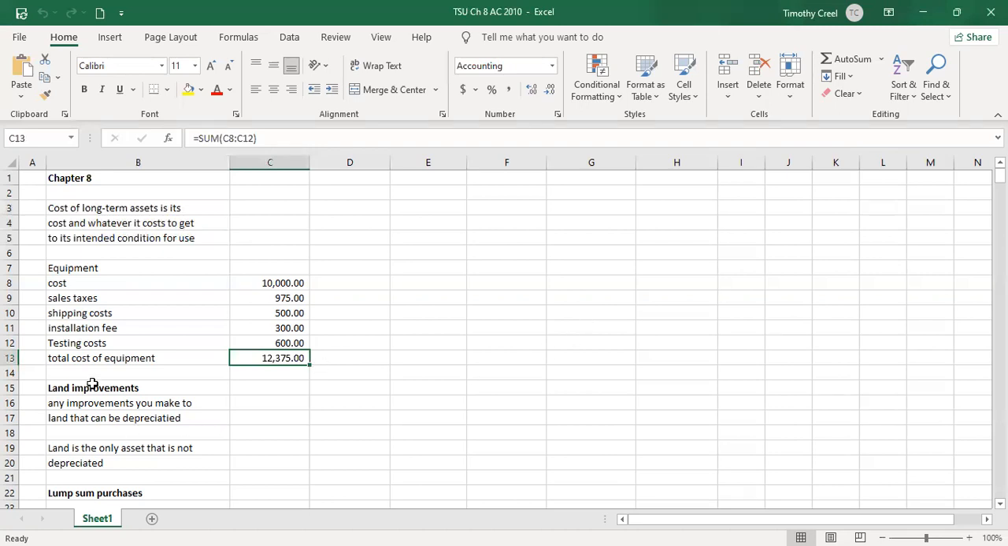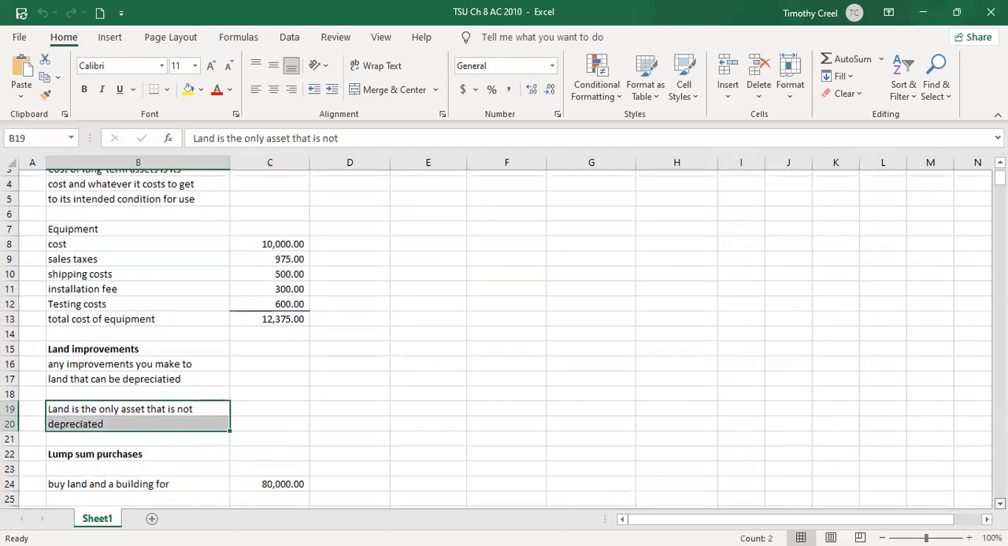Now, land improvements, this is a new account in this chapter, and this would represent any improvements you make to land that can be depreciated. So land improvements would be things such as fences, lights, parking lots. And the reason that they set them up as separate accounts is because these are things that can be depreciated. And one thing to think about here is land is the only asset that is not depreciated. Vehicles, buildings, all of those are depreciated, but land is not depreciated.